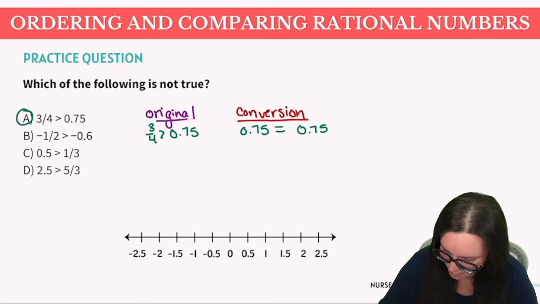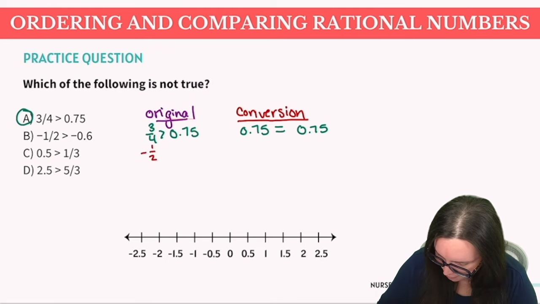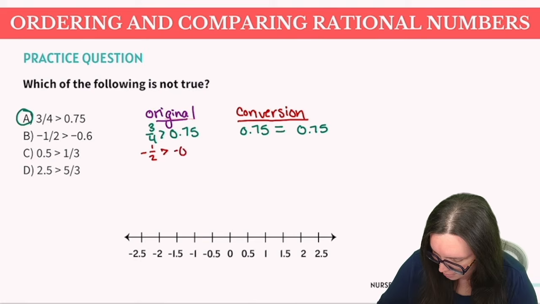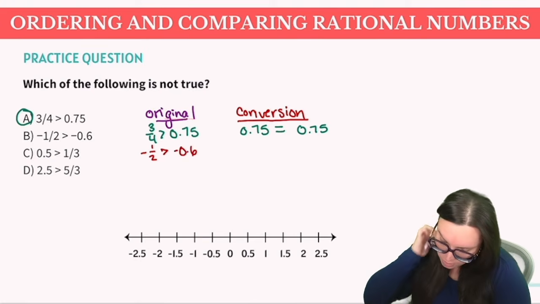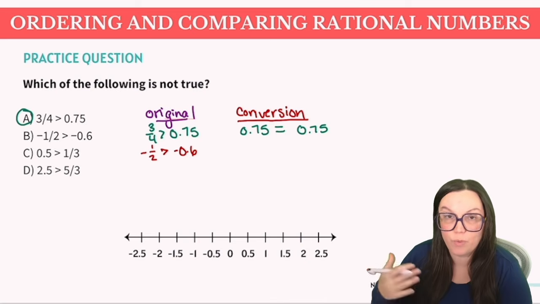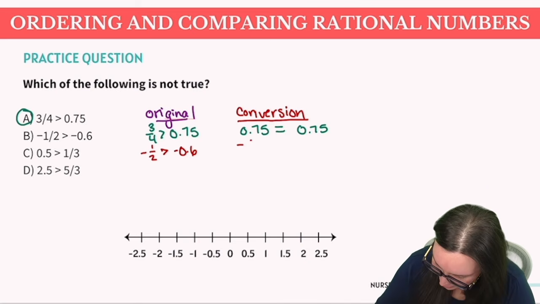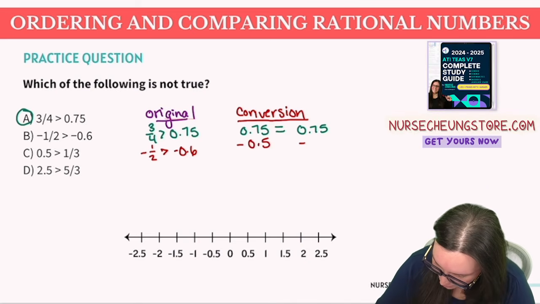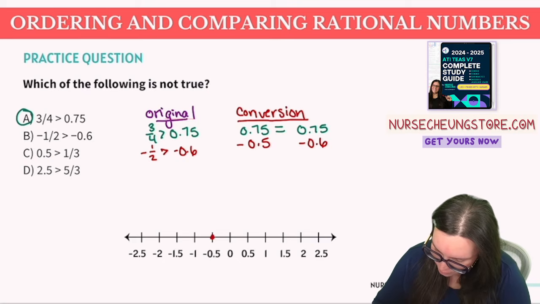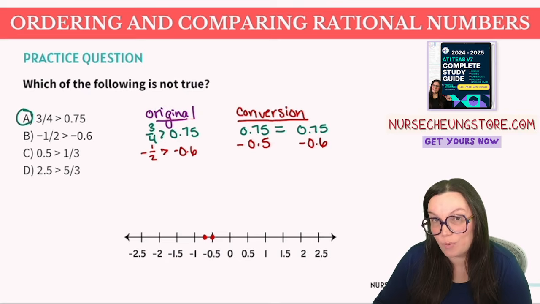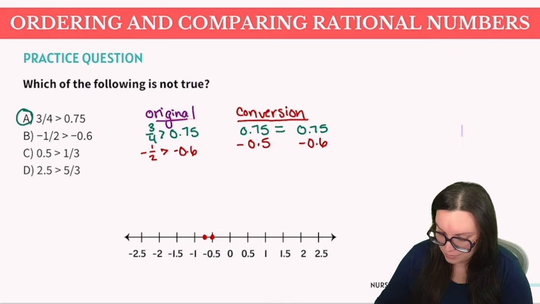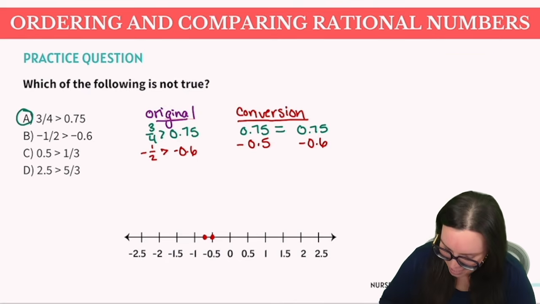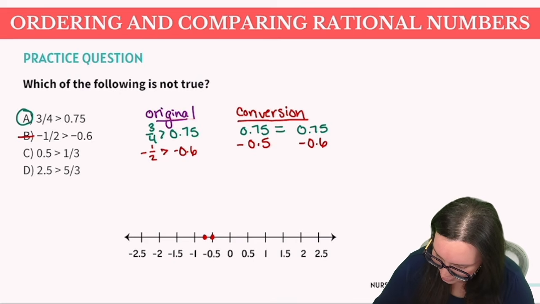So next we have -1/2 is greater than -0.6. So using our number line, we know that -1/2, when we convert it to a decimal, is -0.5, and we have -0.6. So 0.5 would be here, 0.6 would be right about here. So is -1/2 greater than -0.6? Yes, absolutely. So we can automatically eliminate that answer.